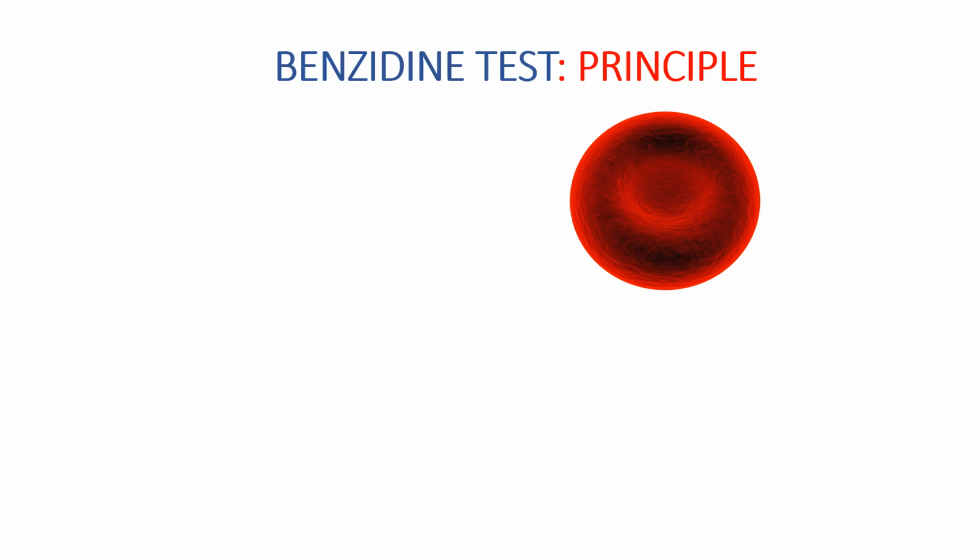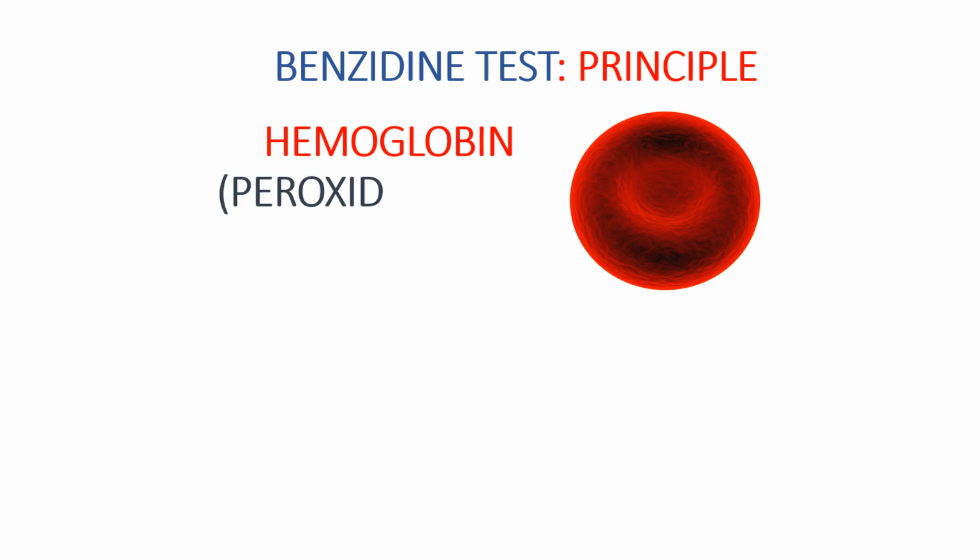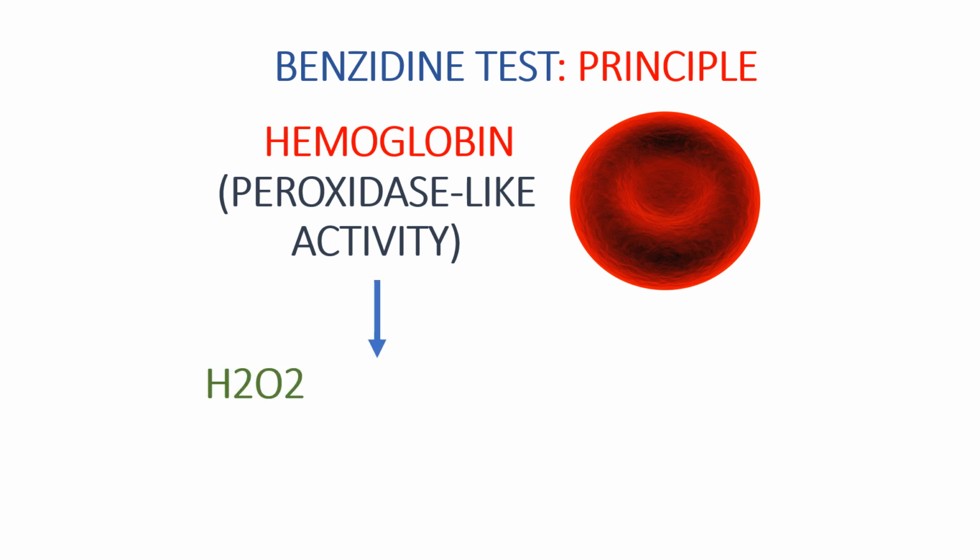Now, the principle of the benzidine test is that there are hemoglobin molecules present in the RBC. You know that RBC is made up of hemoglobin. This hemoglobin has a peroxidase-like activity. Peroxidases are enzymes which break down peroxide. One thing we had in the test was H2O2, which is hydrogen peroxide. So hemoglobin breaks down this H2O2. When peroxidases break down peroxide, you get water and something called nascent oxygen, which is a very active form of oxygen.